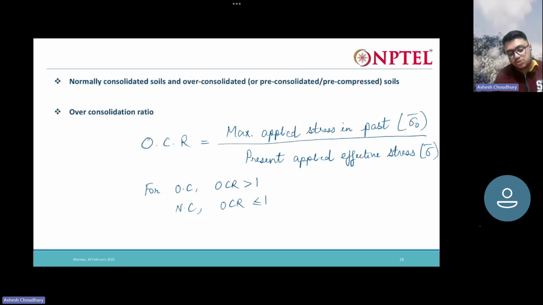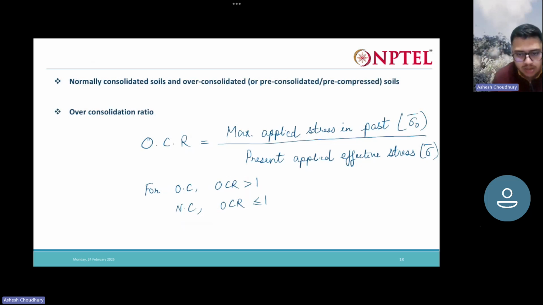Now that state of the soil is known as the over consolidated state, because initially you had loaded it to a higher value, but presently the load which the soil is taking is not that much. So that will be the over consolidated state. You can see the max applied stress in the past was 150 kPa and the present applied effective stress is 100 kPa. So the OCR value is greater than 1. Hence we call this type of soil over consolidated soil.